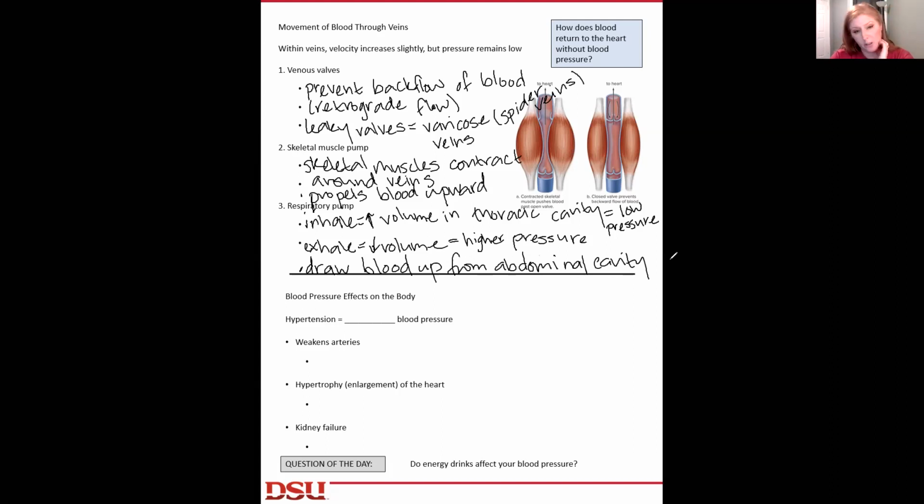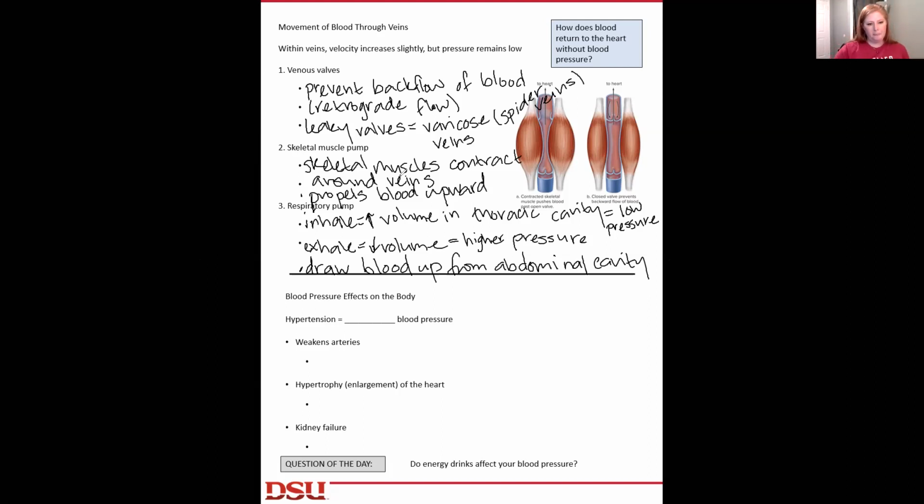Oh, skeletal muscle pump. So one of the reasons that you could have an increased risk of a blood clot if you've been sitting for hours at a time, like on very long drives or long flights, has to do with the skeletal muscle pump. If you're not moving some of those larger muscles to push the blood back up through the veins, you can increase the likelihood, pregnant women especially.